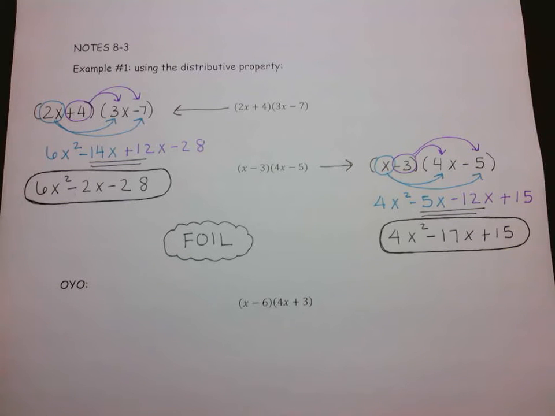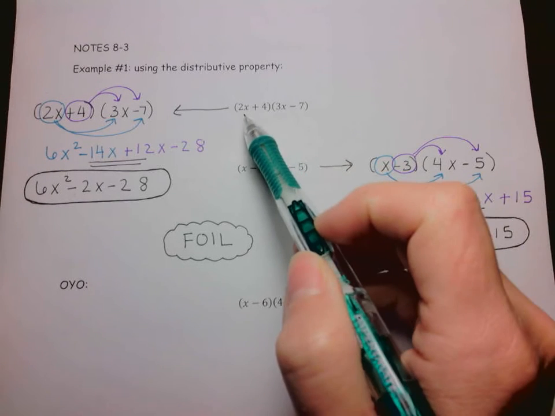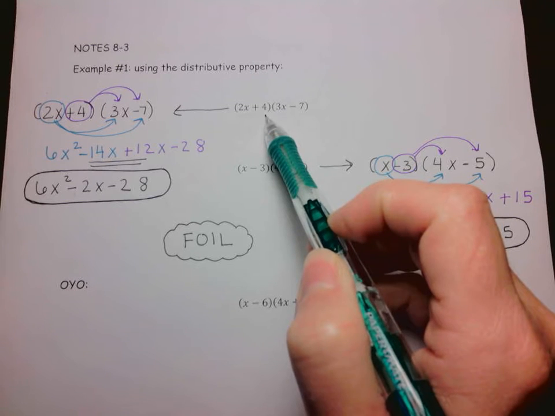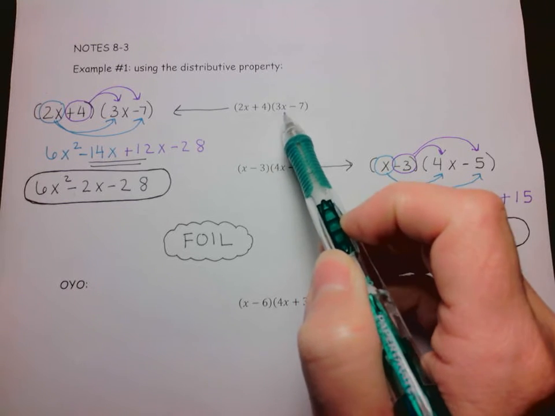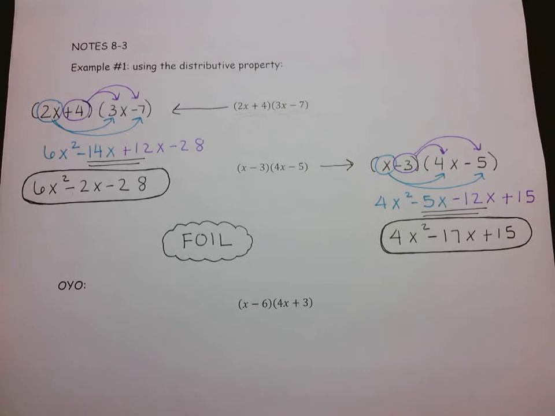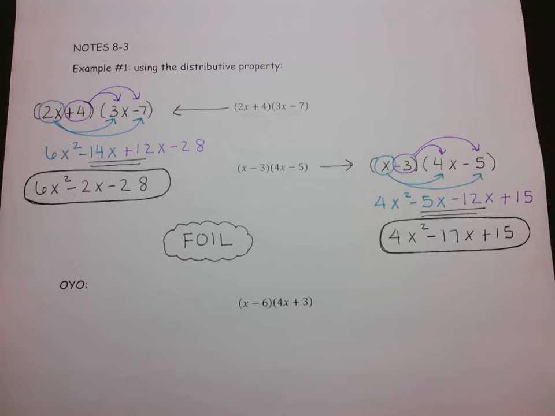This is the video for 8.3, and we are going to be using the distributive property to multiply two binomials together. So what am I doing here? Basically, what I'm doing is I'm taking each of these terms and I'm multiplying them with each of these terms. So the concept here is fairly easy. You just want to learn how to keep track of what you're doing.